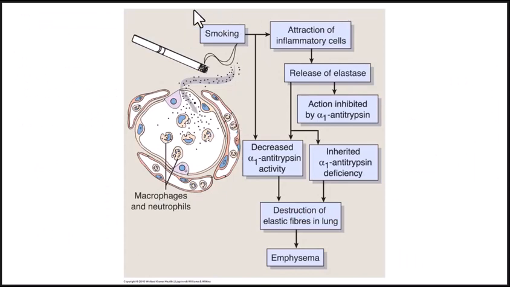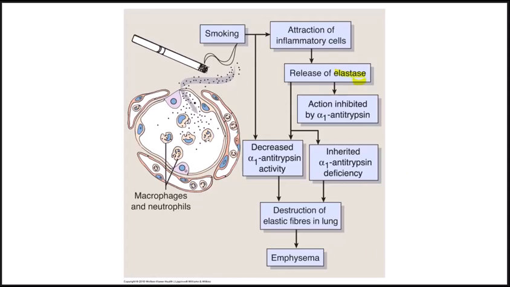Let's have a look at how smoking leads to the development of emphysema. Smoking is going to naturally attract inflammatory cells, and this is going to stimulate the release of elastase. That's an enzyme. What elastase does is break down elastin. Elastin is a protein that forms, it's the main constituent of elastic connective tissue.